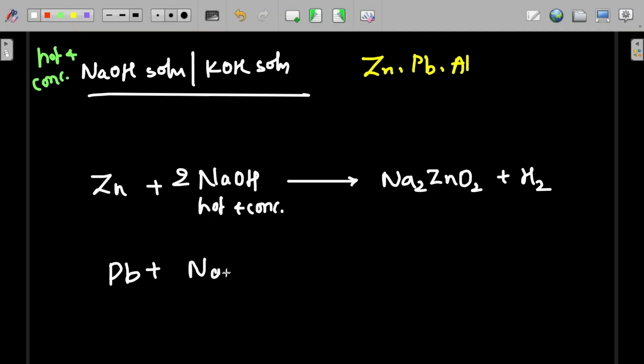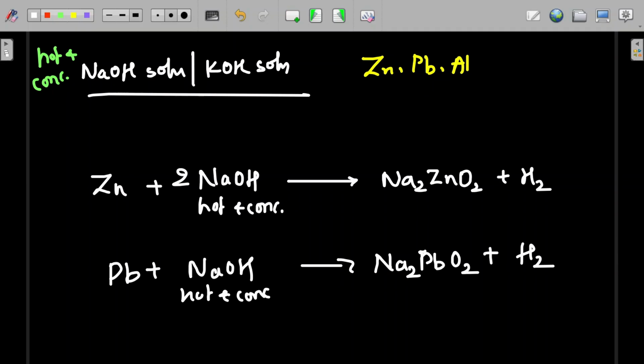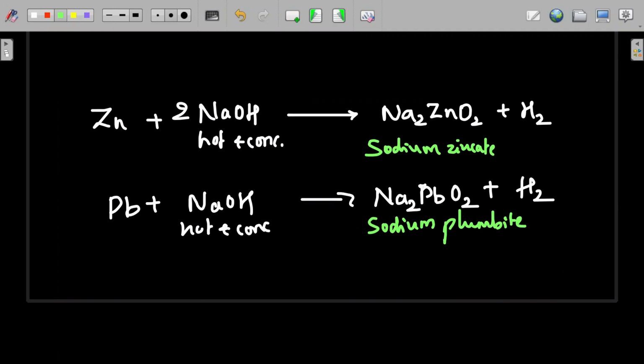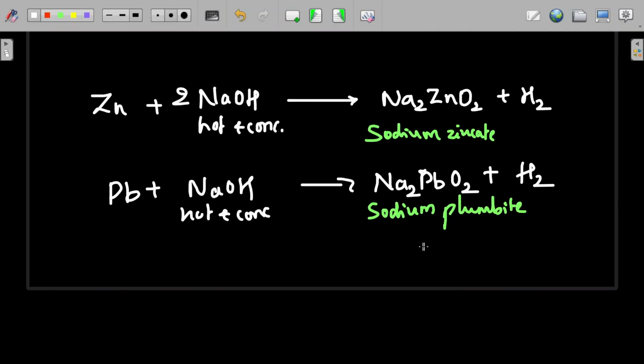So lead plus NaOH, hot and concentrated, will give you Na2PbO2 plus H2. Remember the names, sometimes you lose marks only for not knowing the names. This is sodium zincate. I think in one of the question papers they gave you sodium plumbite. Na2PbO2.